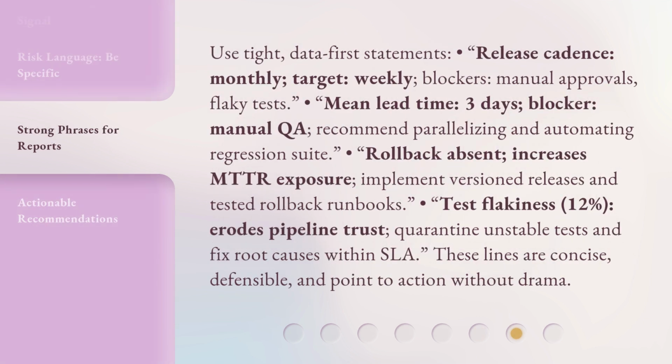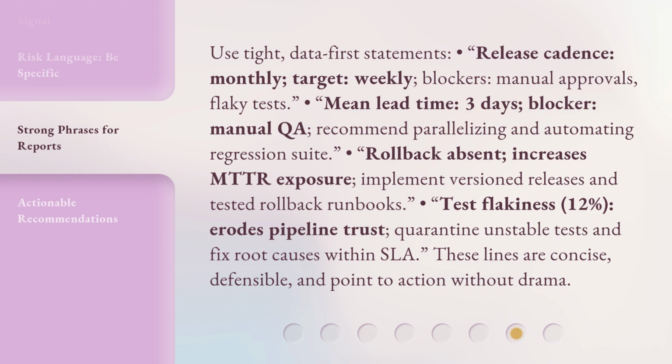Use tight, data-first statements. Release cadence, monthly. Target, weekly. Blockers, manual approvals, flaky tests. Mean lead time, 3 days. Blocker, manual QA. Recommend parallelizing and automating regression suite.